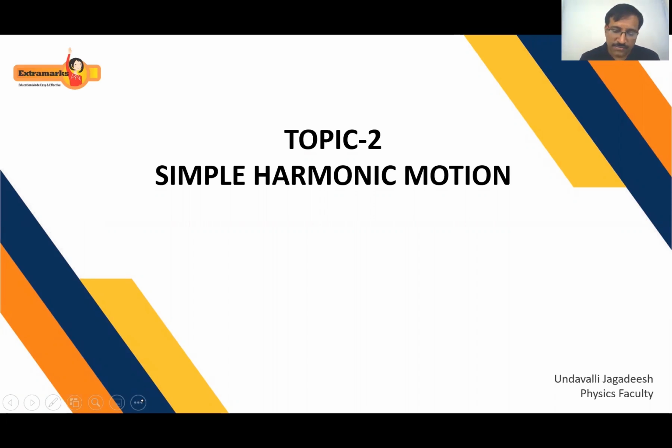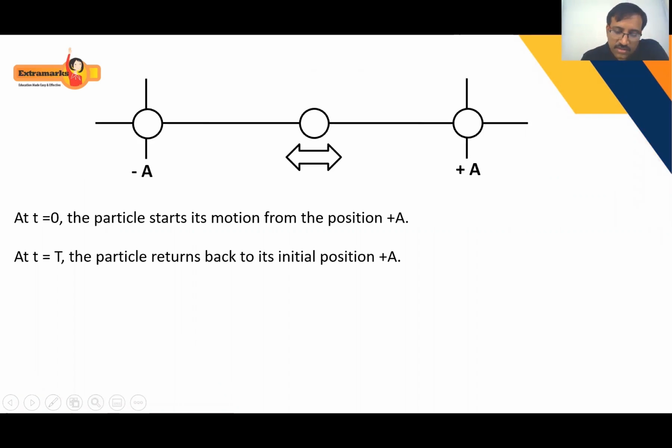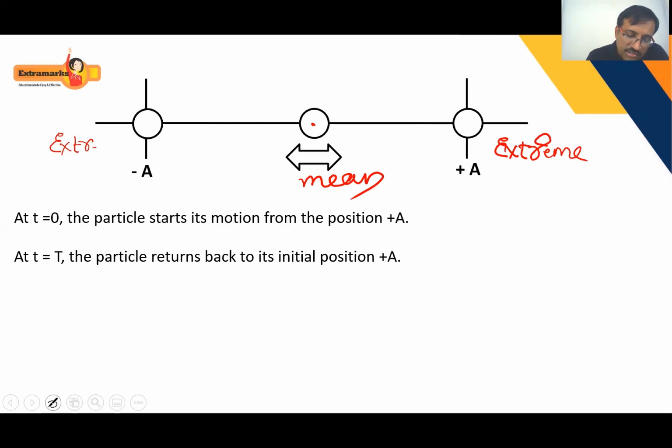We are talking about simple harmonic motion, and some problems based on the basic equations of simple harmonic motion. You can see here, this is the ball which is oscillating in a to-and-fro motion about the mean position. This is called the mean position, or sometimes people call it the equilibrium position as well. And this is an extreme position, and this is also an extreme position. Every distance is measured from the mean position.